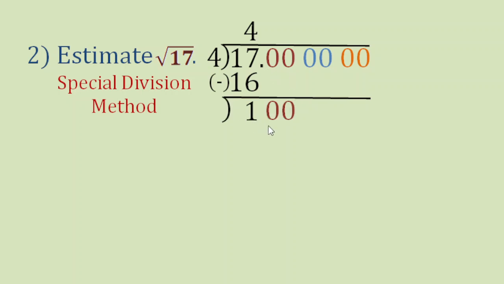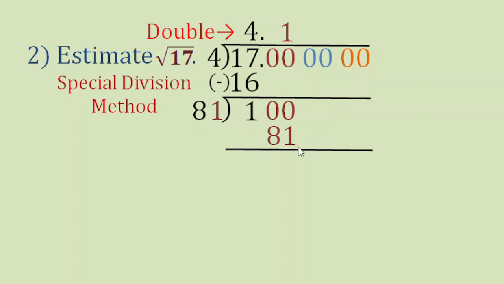Next step, bring down the next 2 zeros. 100 is our new dividend. We need a new divisor. We double the quotient, that's 4, becomes 8. We need one more digit after the decimal point, and that digit is 1. Because we put 1 here, we also have to put 1 after 8. Multiply 1 times 81 is 81. Then 100 minus 81 is 19.